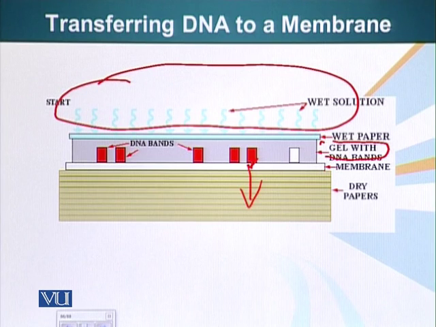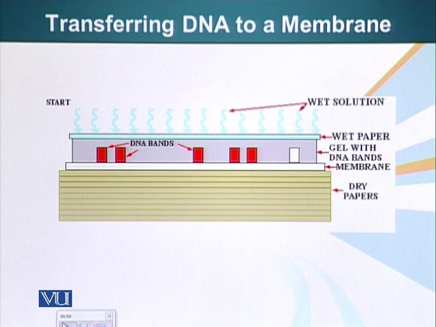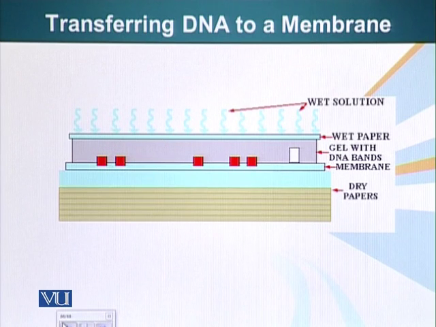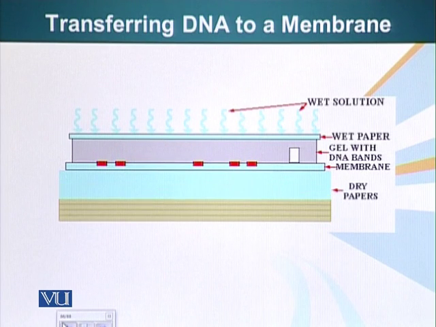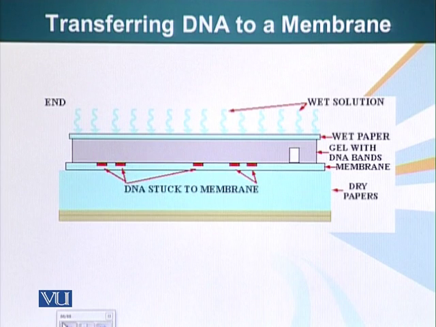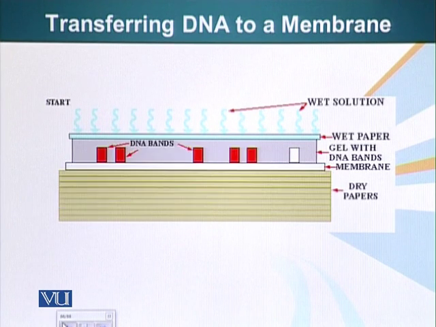So now we have DNA stuck to a membrane and we can fix this DNA. We make sure that whatever we do next, the DNA stays stuck to the membrane. Here you can see as the buffer is moving through the gel, it is taking the DNA along with it. And here we have the membrane, and DNA, since it cannot go through the membrane, gets stuck on the membrane, and later on it is ensured that it stays fixed on the membrane.